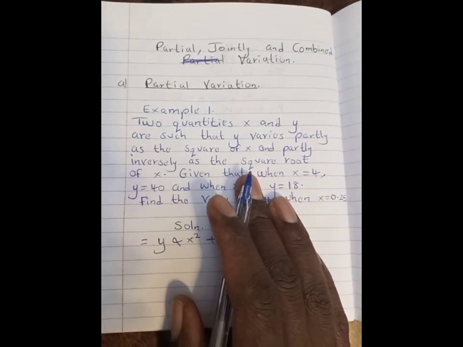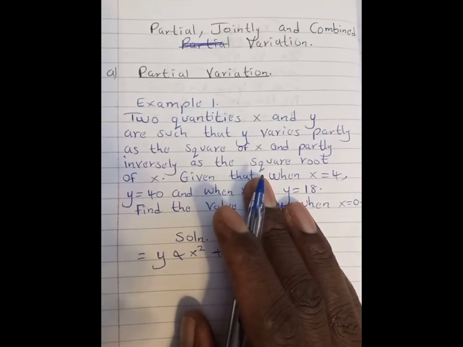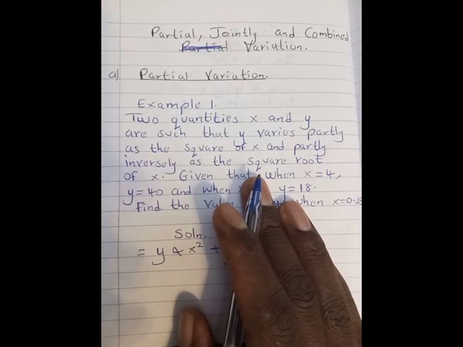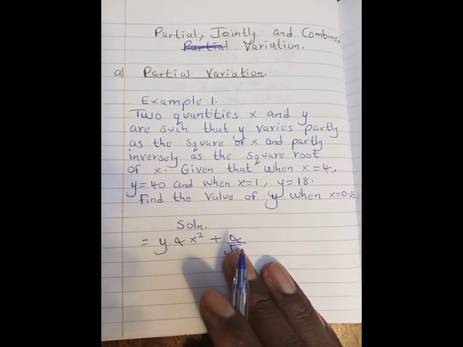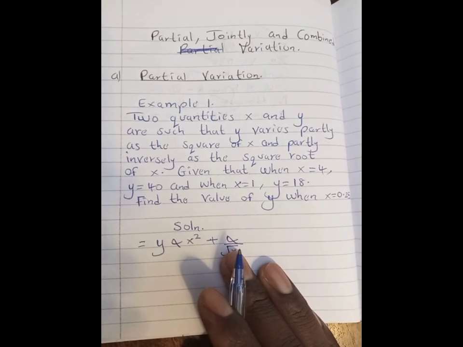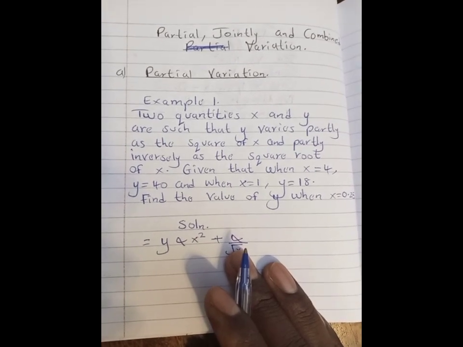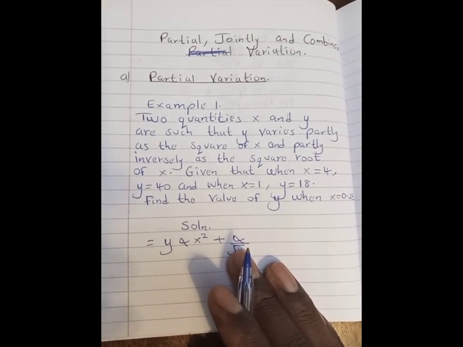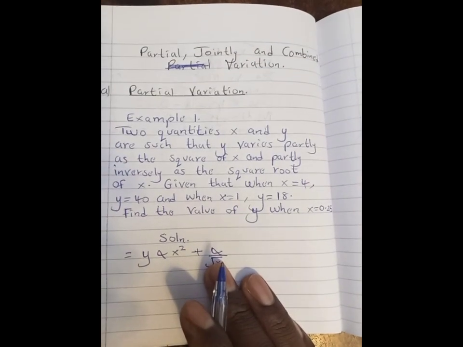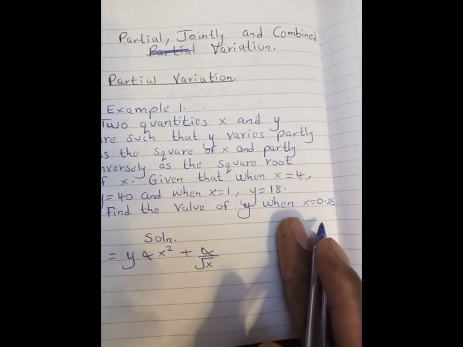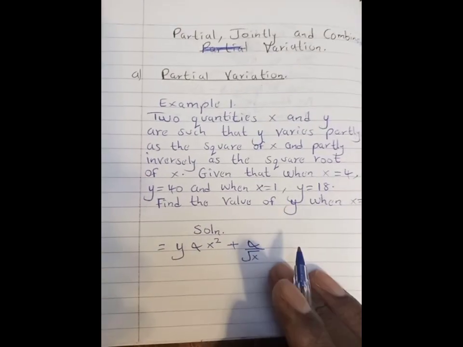We've been given that two quantities x and y are such that y varies partly as the square of x and partly inversely as the square root of x. Given that when x is equal to 4, then y equals 40, and when x is equal to 1, then y equals 18. Find the value of y when x is equal to 0.25. We're going to start with our solution.